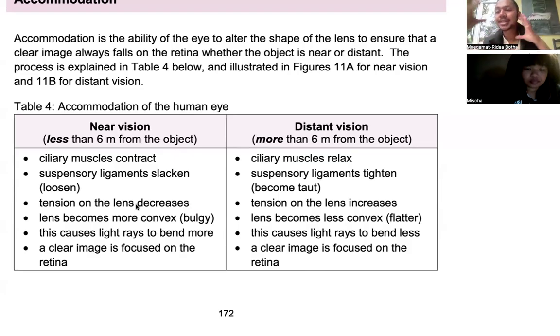For distant vision, it's the opposite. So the ciliary muscles relax, the suspensory ligaments tighten or become taut, the tension on the lens increases, the lens becomes less convex or flatter. This causes the light rays to bend less and a clear image is focused on the retina. So what you can do for the examination, you can study the things for near vision and then just remember the opposite for distant vision.